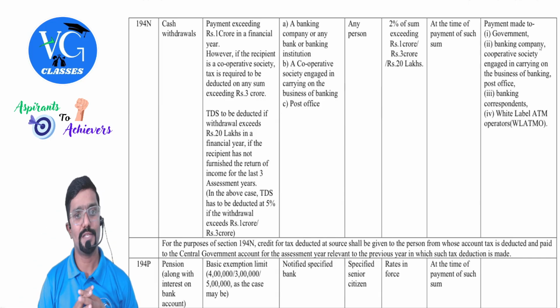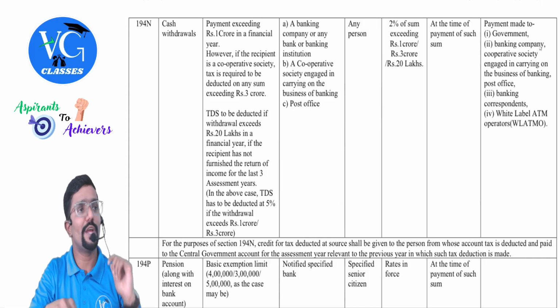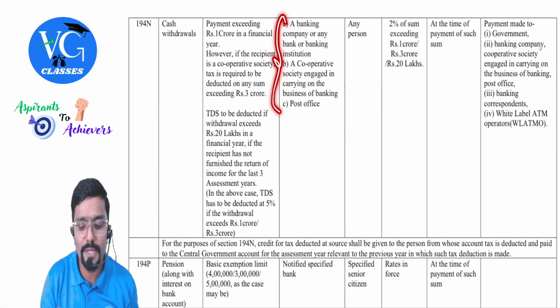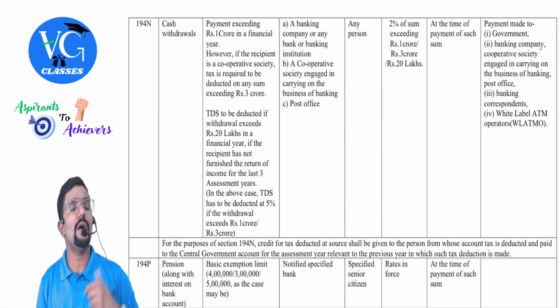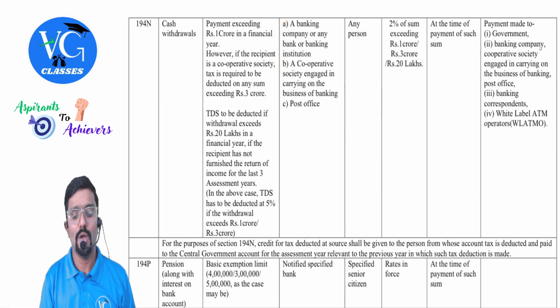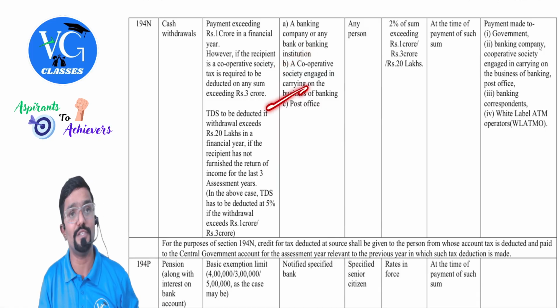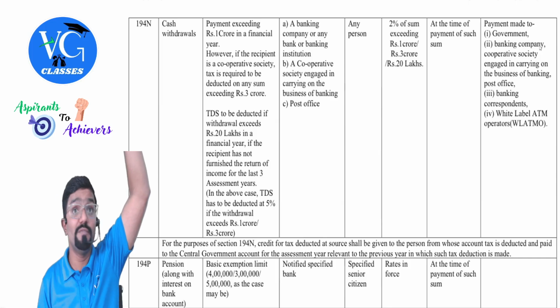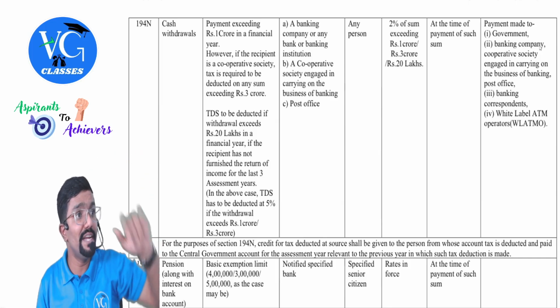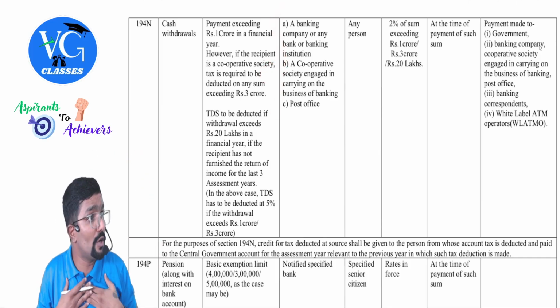Okay, cash withdrawals. So I am withdrawing cash. Okay, who is the payer? First, let us see that. Who is the payer, people? A banking company or a bank or a banking institution or a cooperative bank or post office. Similar to the interest section we saw. But here I am not getting interest. I am withdrawing the money from my own account.